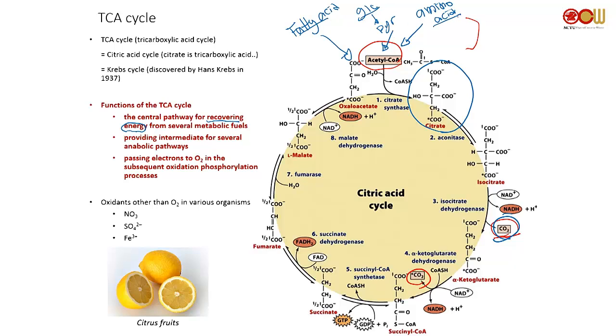Also, this pathway is used for providing a lot of different intermediates for several anabolic pathways. Like last time we talked about how alpha-ketoglutarate is used to make glutamate, things like that. And what then happens is the NADH and FADH2 that you release can then be passed on to O2. That will do the subsequent oxidative phosphorylation process that will generate a lot of ATP. So this is the TCA cycle.